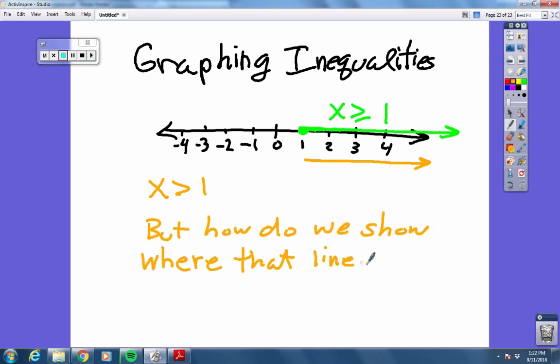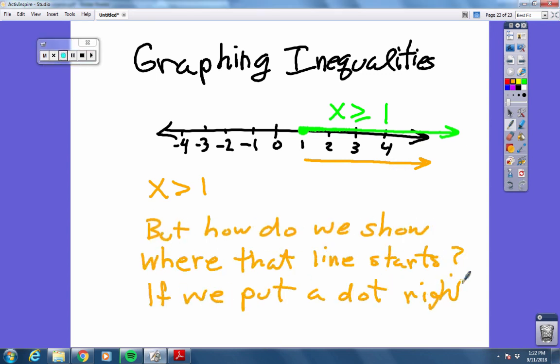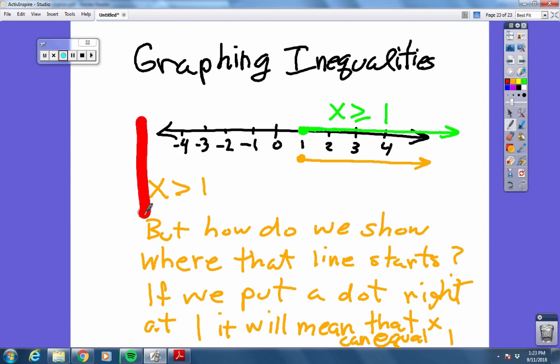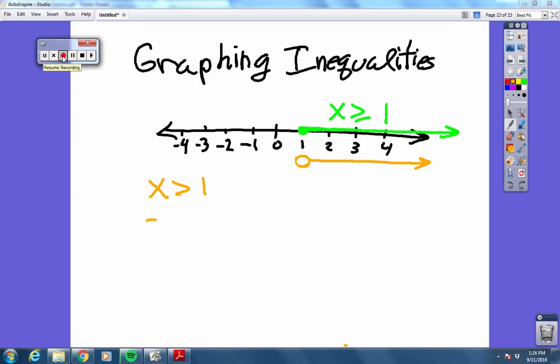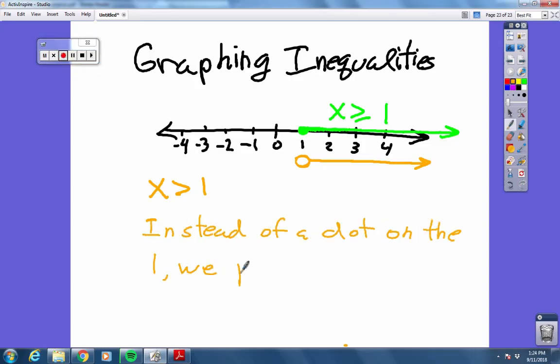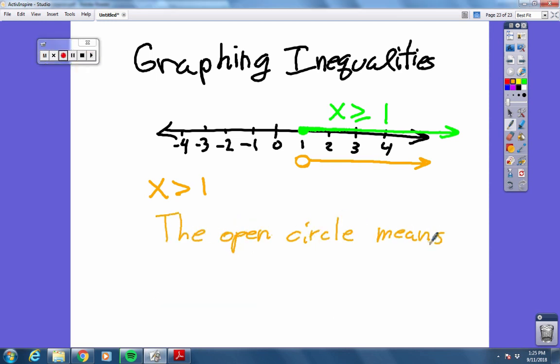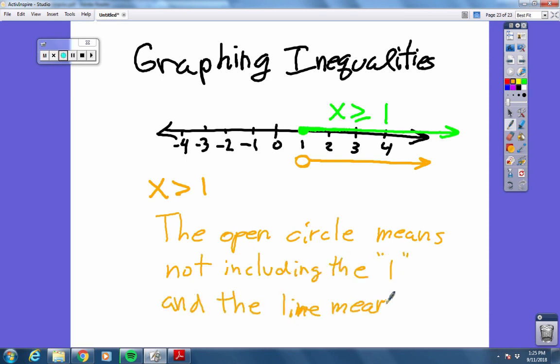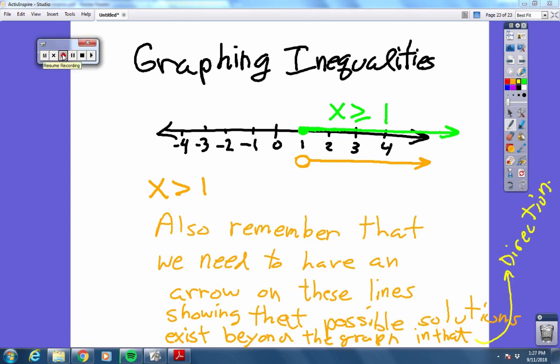But how do we show where that line starts? If we put a dot right at 1, it will mean that x can equal 1. And since it's x greater than 1, it cannot equal 1. So how do we identify that? Instead of a dot on the 1, we put an open circle on the 1. The open circle means not including the 1. And the line means everything greater than 1.